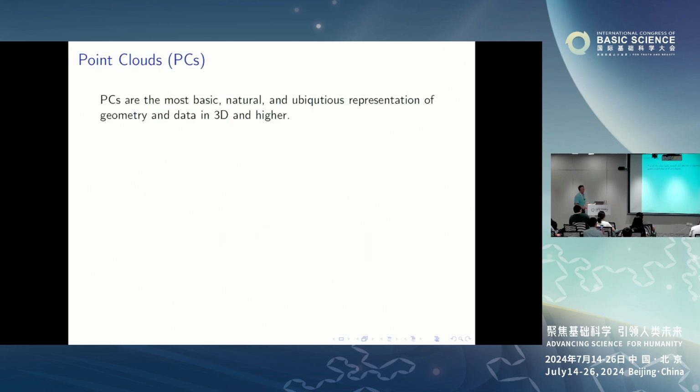Okay, so point cloud. I think there's nothing more intuitive. It's very simple, but it's everywhere. It's the most basic, natural, and ubiquitous representation of geometry and data, especially nowadays. We're talking about data in high dimension. It's very difficult to generate mesh, triangulation, all those things. What you have is just a point cloud. So this is what you get if you use a laser scanner for modeling, for example, this room.